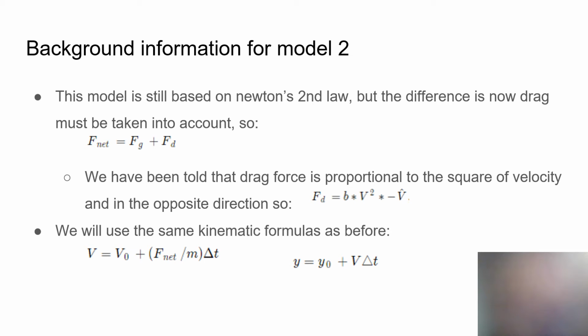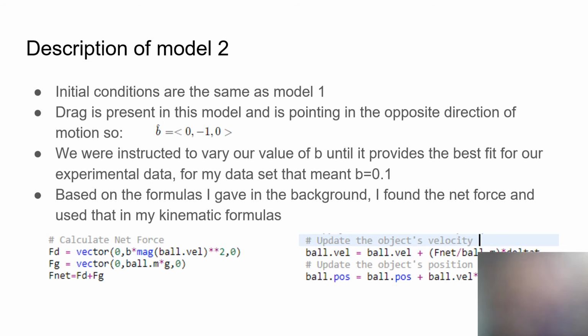We've been told the drag force is proportional to the square of velocity in the opposite direction, so the force of drag equals b, our proportionality constant, times velocity squared, and then times the negative unit vector of velocity because it's in the opposite direction. Then we'll use the same kinematic formulas as for Model 1. The initial conditions are the same. Since drag is present and pointing in the opposite direction, the unit vector of b is 0, -1, 0.